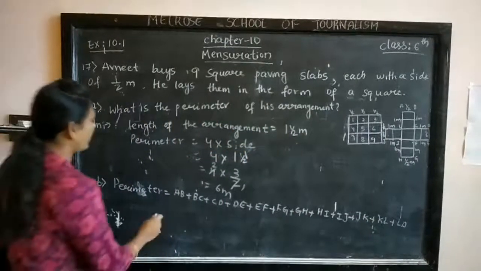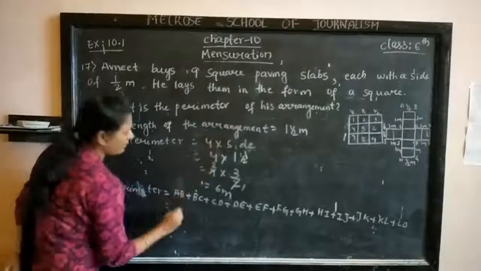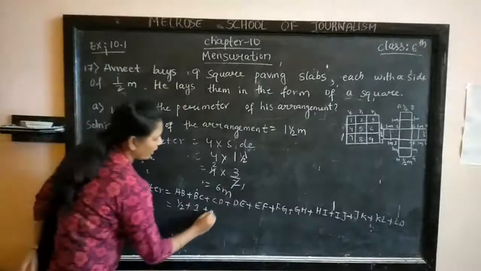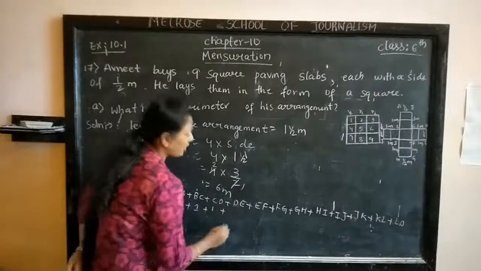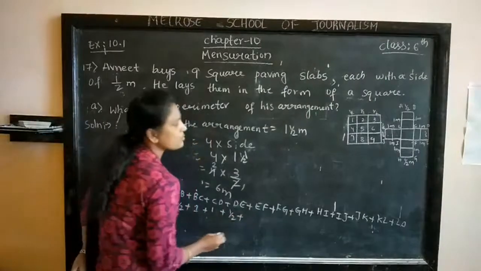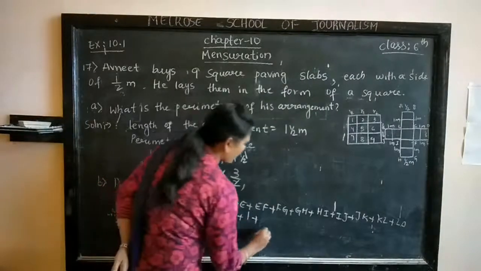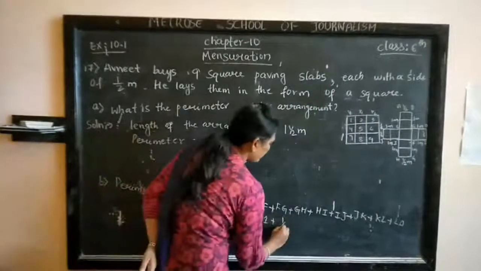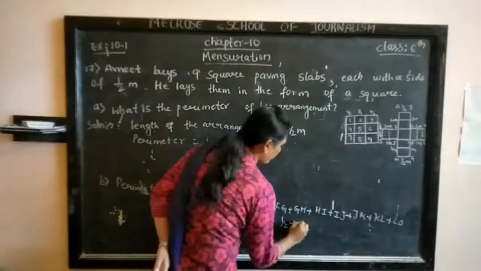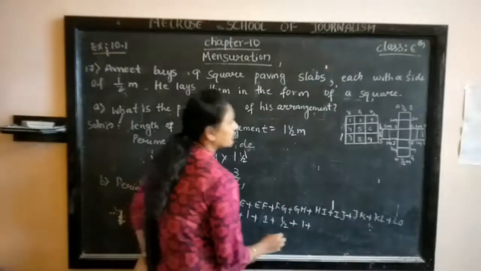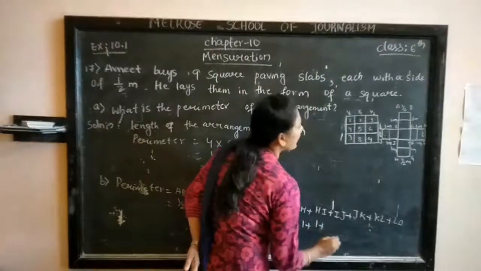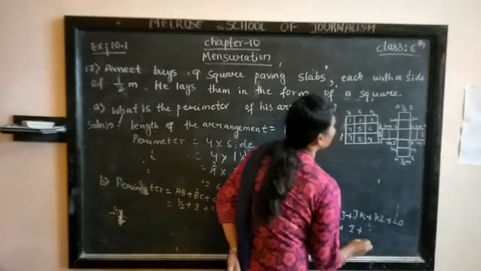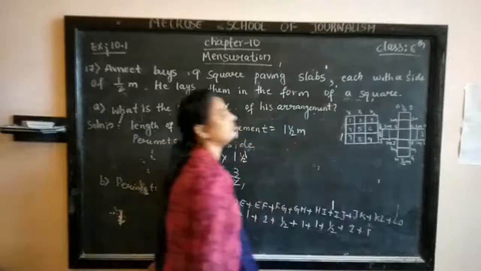Now write down each of the values. See in the figure, AB is half and BC is 1, again CD is 1, again DE is half, again EF is 1, FG is 1, and GH is half, HI is 1, IJ 1, JK half, KL 1 plus LA 1.